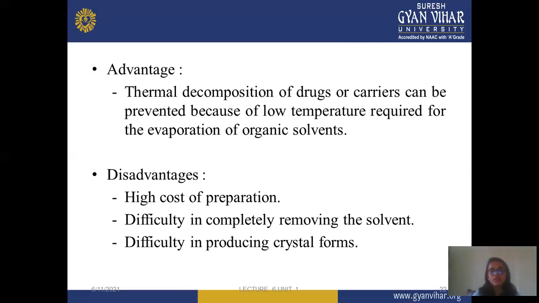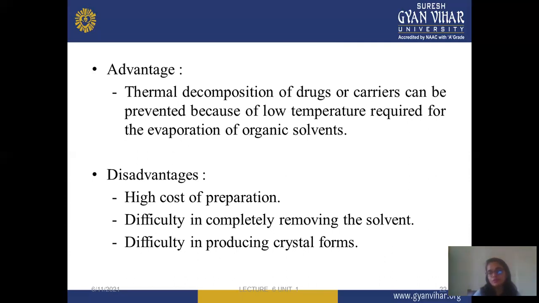Disadvantages of this technique are high cost of preparation, difficulty in completely removing the solvent, and difficulty in producing crystal forms. This technique is economically more costly compared to the previous one. When you remove the solvent by evaporation, you cannot be sure that it is removed completely or is in a dry form, so a small amount of moisture or solvent may be present. You cannot be 100% sure that the solvent is completely removed by this method.